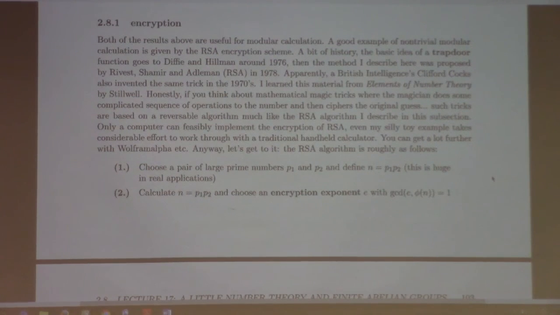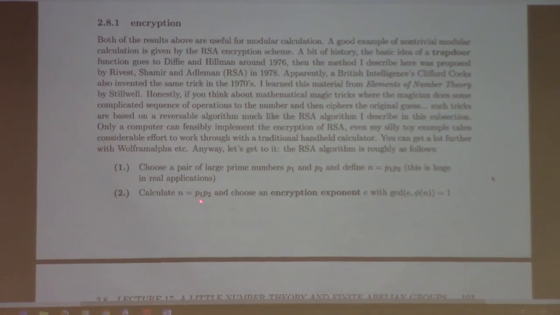So this method I'm about to describe is from the 70s. Apparently there's some British intelligence officer, Clifford Cox, who also invented this same thing. Anyway, here's how you do it. You choose a pair of large prime integers, p1 and p2. You define n as the product of them. All right? That's the first thing. Pick two large prime numbers.